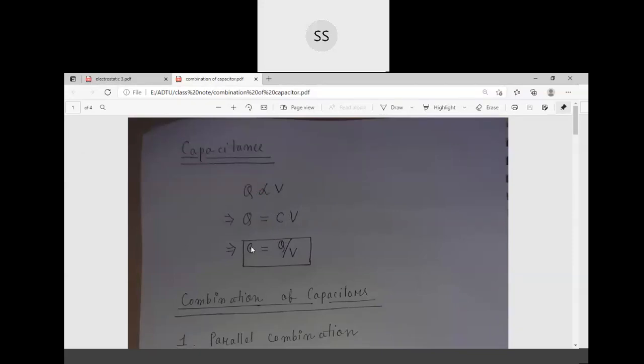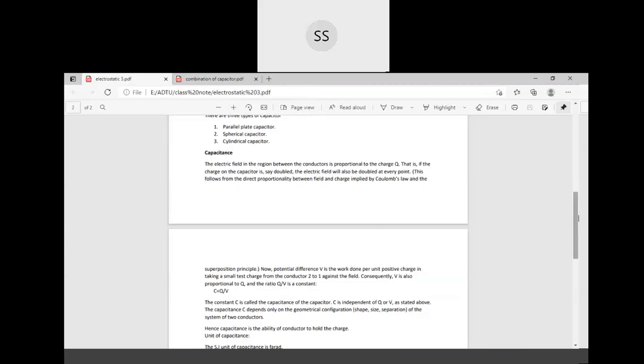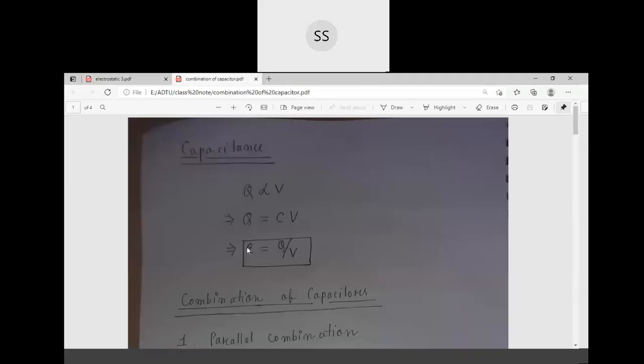Therefore C equal to Q by V. So C is directly proportional to Q and C is inversely proportional to V. When the amount of charge is higher, capacitance is also higher, and it is inversely proportional to V. Okay, so Q equal to CV or C equal to Q by V.